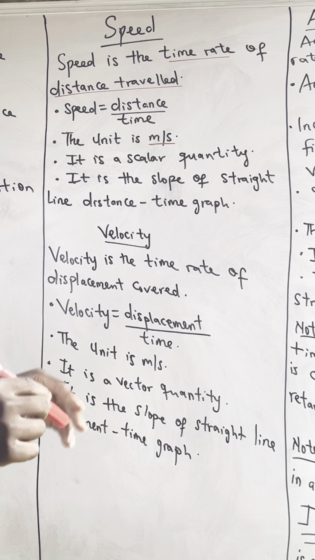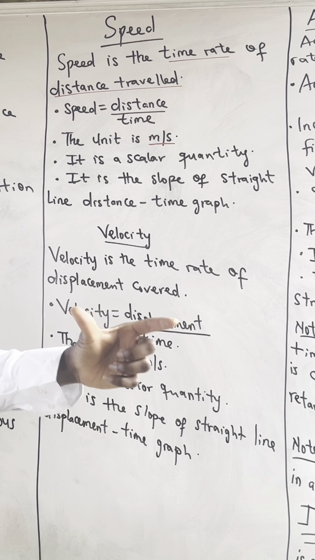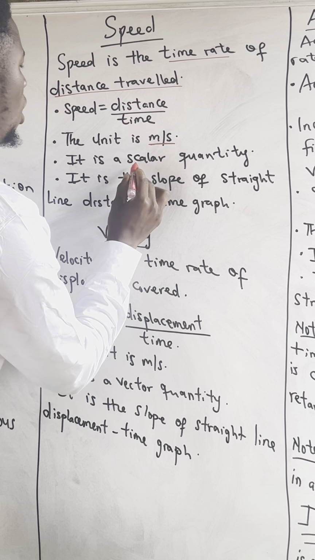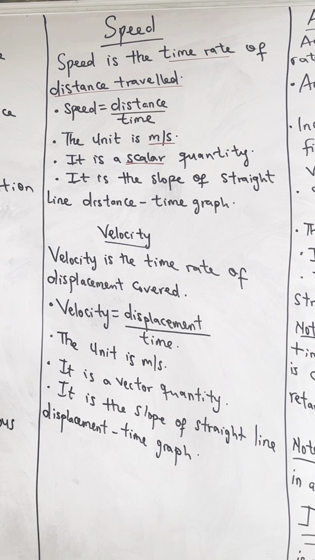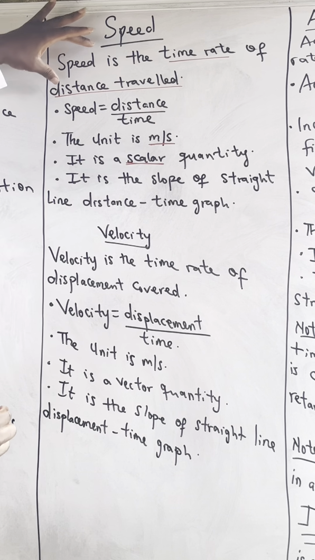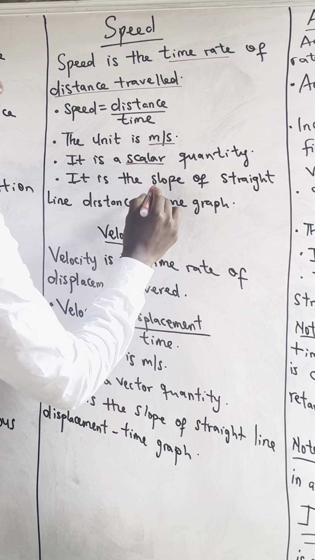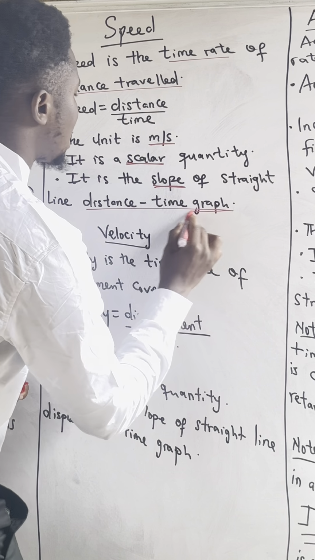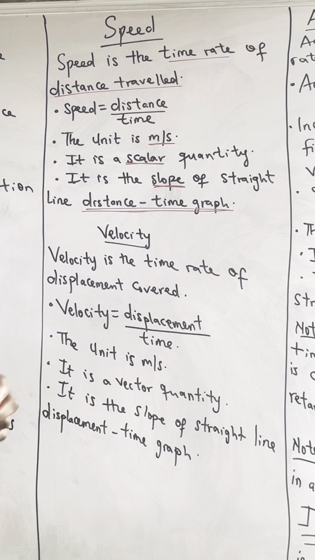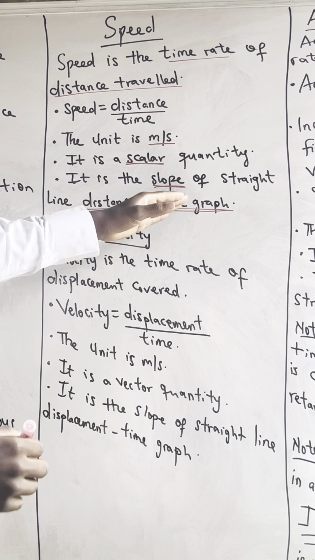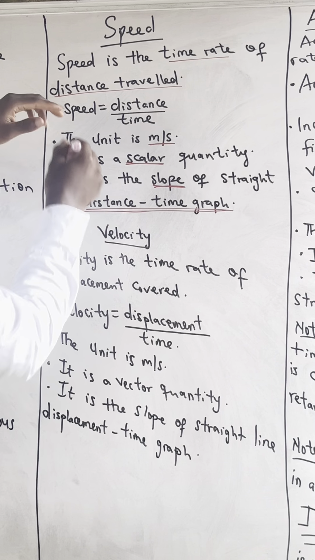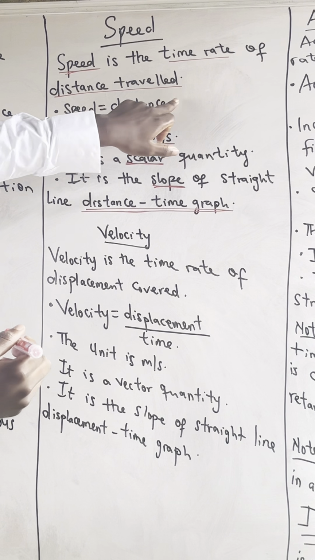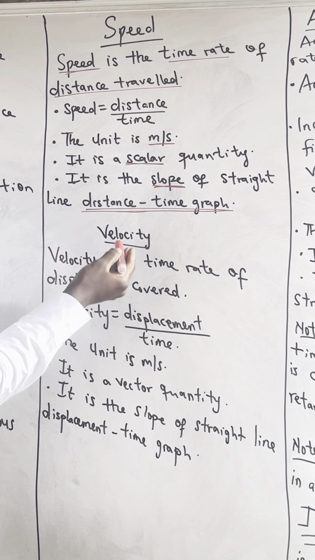Also, guys, don't forget that distance is a scalar quantity. So therefore, speed is also a scalar quantity. Therefore, guys, you have to know that speed is referred to as the slope of a straight line distance time graph. So if they ask you, what is the slope of a straight line distance time graph? The answer is speed, and the reason is because speed is equal to distance over time.